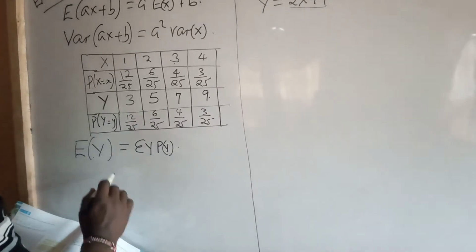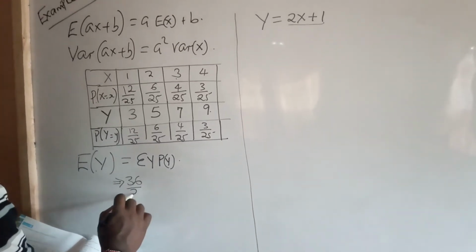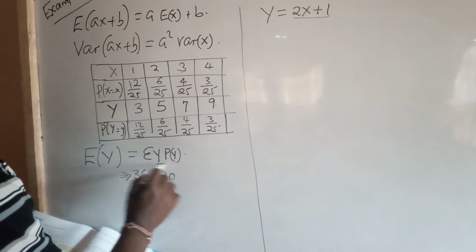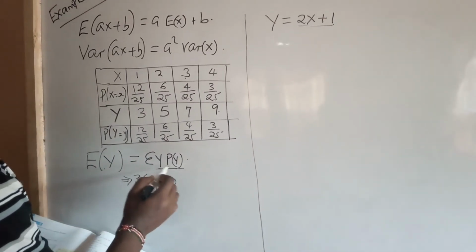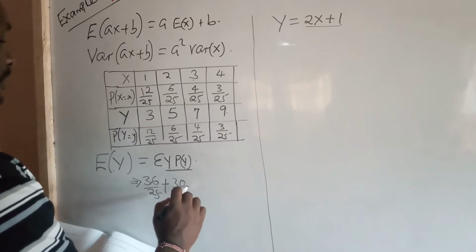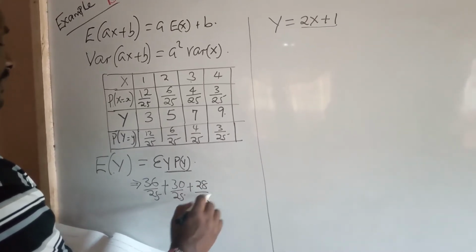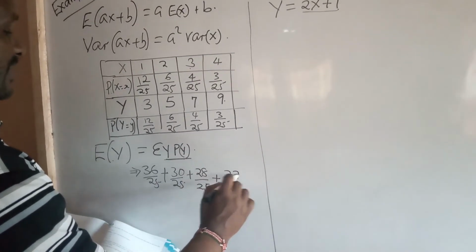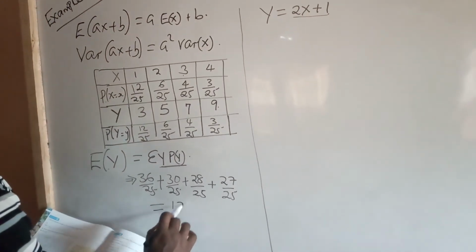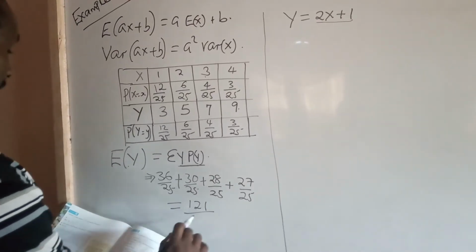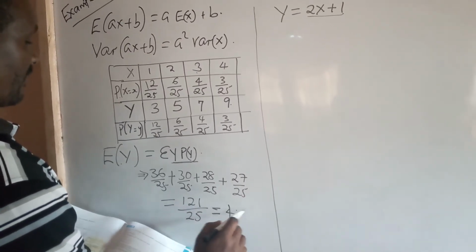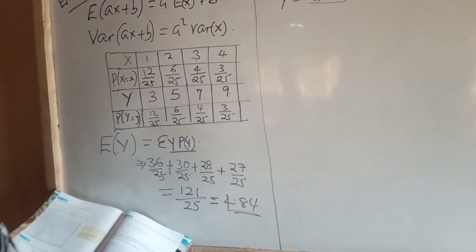So 3 times 12 is giving us 36 out of 25. Then 5 times 6, 30 out of 25, because we have to have a column of y times the probability of y. So when y is 7, times the probability of 7, which is 7 times 4, which is 28 out of 25, plus, of course, 9 times 3, 27 out of 25. If you add all these, then you realize this is 121 out of 25. And if you divide 121 by 25, it is basically 4.84.